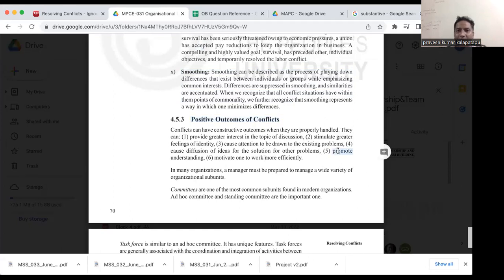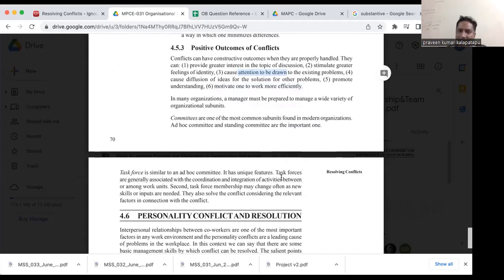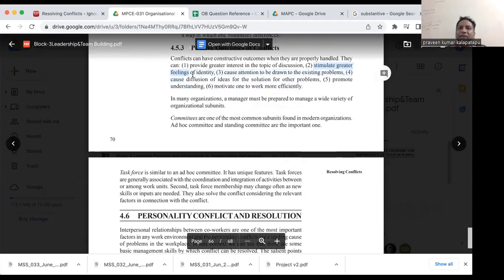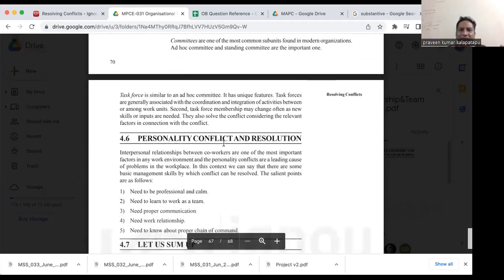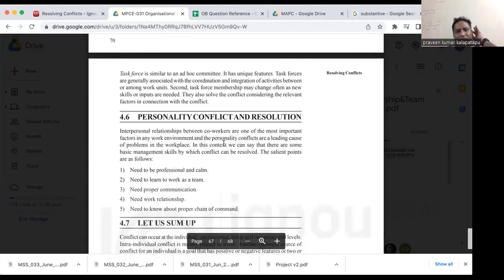It is going to promote understanding and motivate each other. It is going to improve out of the box thinking. Unless you have out of the box thinking, you can't resolve the conflict. It stimulates a greater feeling of identity. You understand yourself, and you'll understand the other people as well.